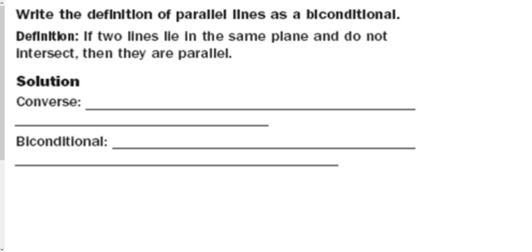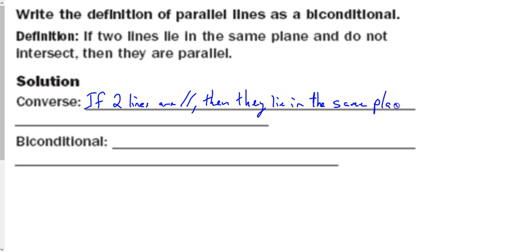So the converse of the definition of parallel lines would say if two lines are parallel, we use the symbol for parallel there, then they lie in the same plane, and do not intersect.